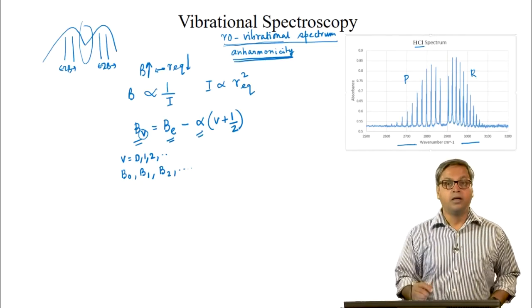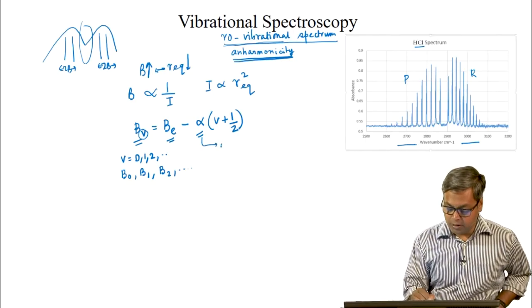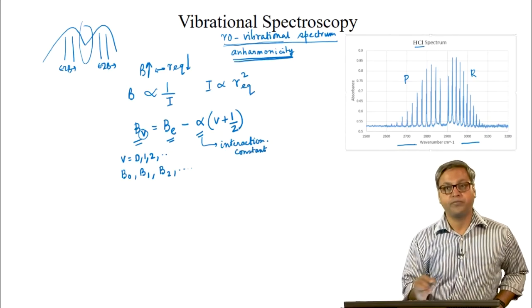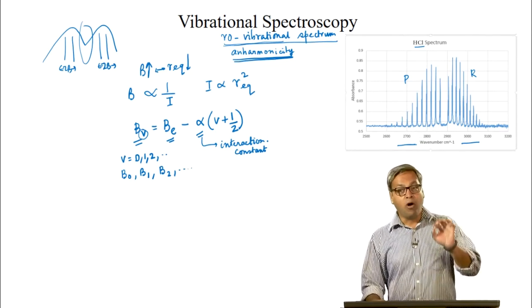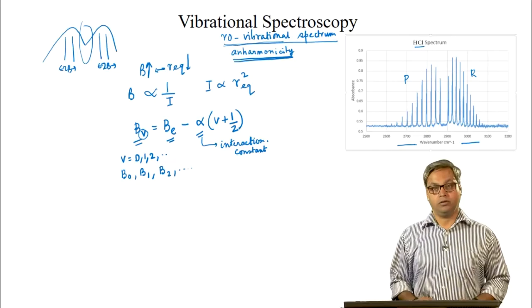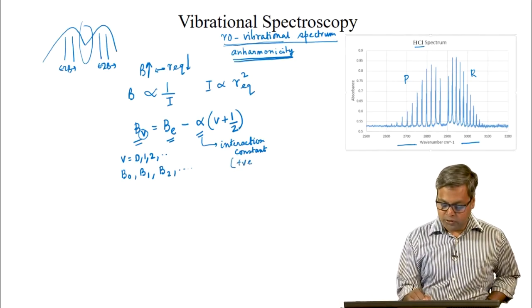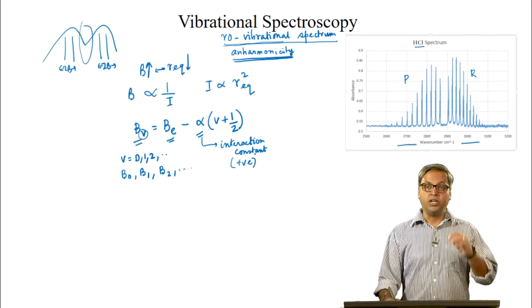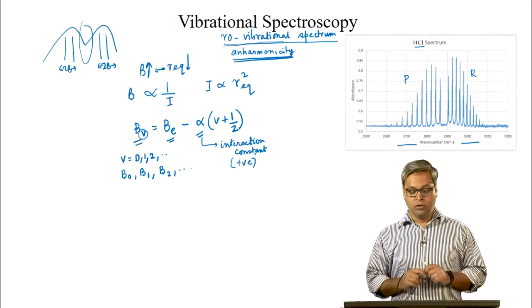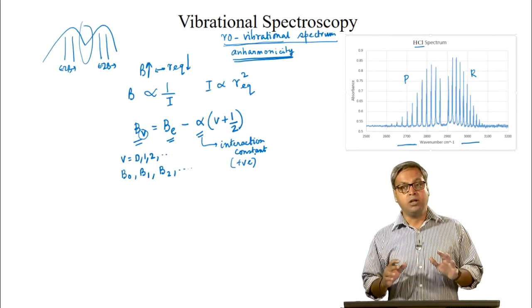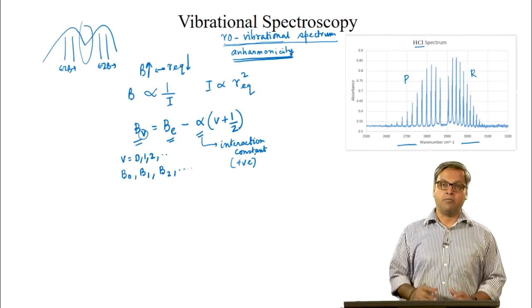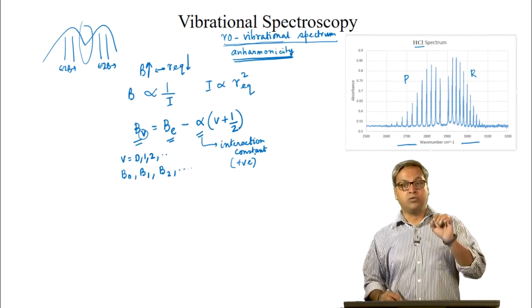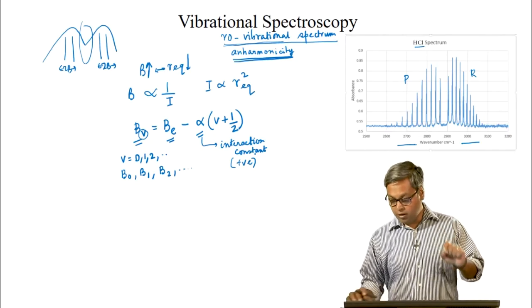And alpha is a constant known as the interaction constant. It is generally a small positive value for a particular molecule. So, as alpha is positive, as we go to higher vibrational energy levels, the rotational constant gets smaller. Let us rewrite the total Ro-vibrational energy as the sum of the vibrational energy and rotational energy. But this time, we will use the rotational constant that is dependent on the vibrational state.